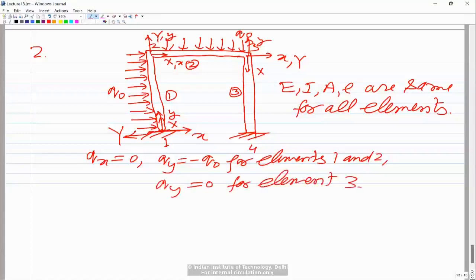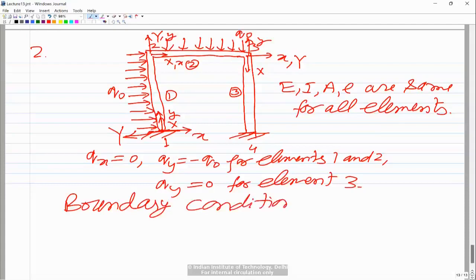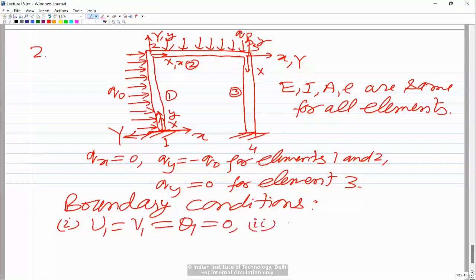And I just want to tell you the boundary conditions, so that when you solve this, these hints will give you some idea how to go about it. So the boundary conditions are that the first node is fixed, so u1 is equal to v1 is equal to theta 1 equal to 0, and similarly the fourth node is fixed, so you will have u4 is equal to v4 is equal to theta 4 is equal to 0.